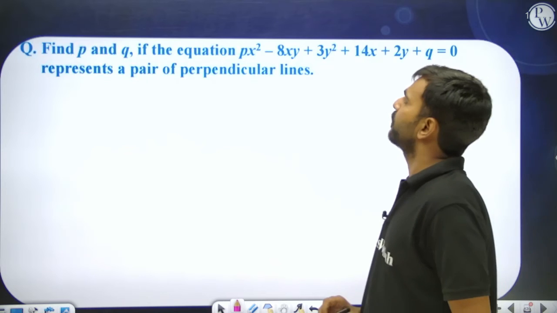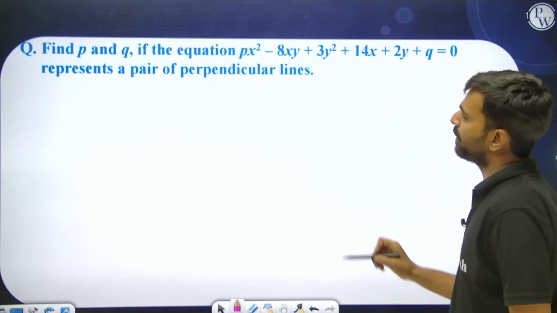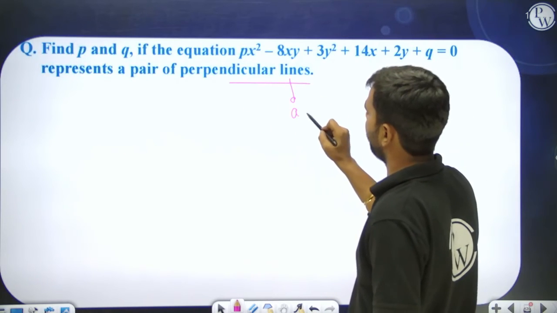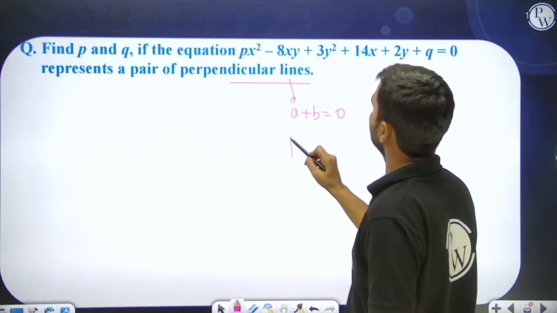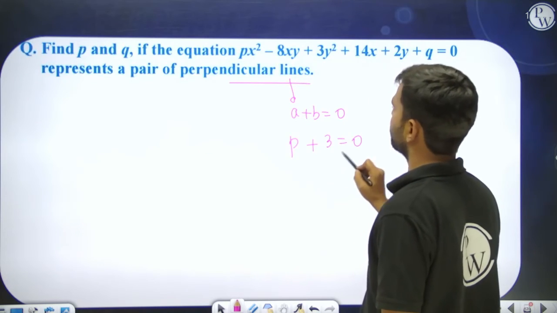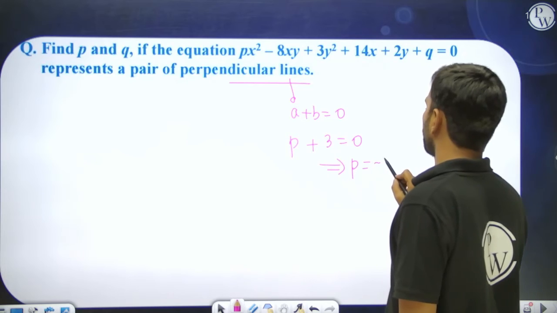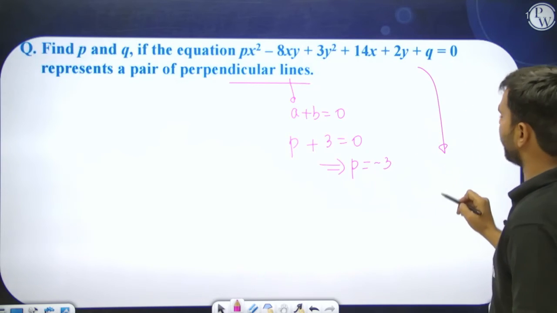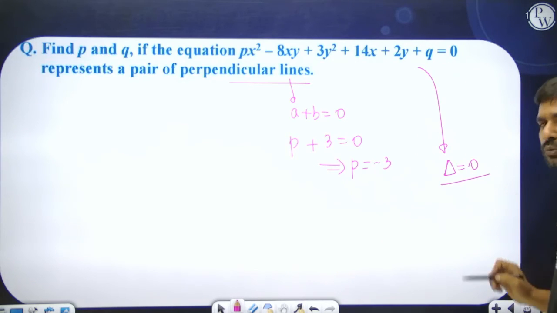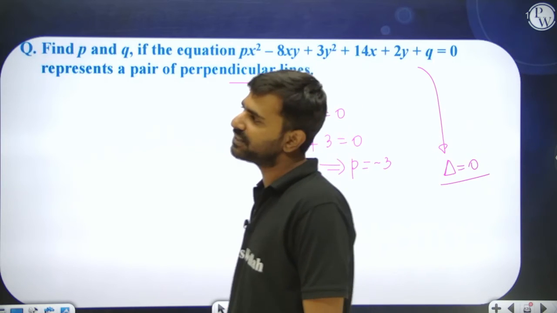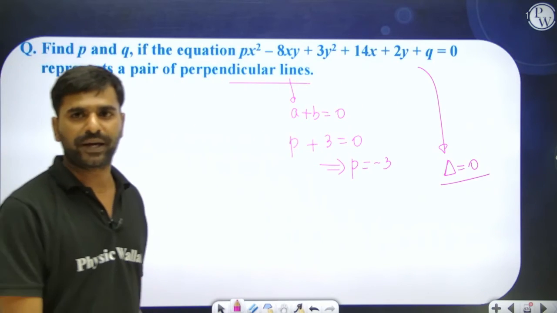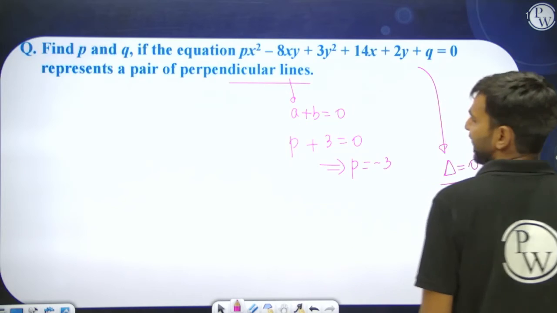Okay, find p and q such that the equation represents a pair of perpendicular lines. So in that case we can say that a + b is equal to 0. a is nothing but p and b is nothing but 3. So we can say that p is equal to −3. Also this has to represent a pair of straight lines. So that's why delta has to be 0. Delta means abc + 2fgh − af² − bg² − ch² is equal to 0. So apply that and solve the question.